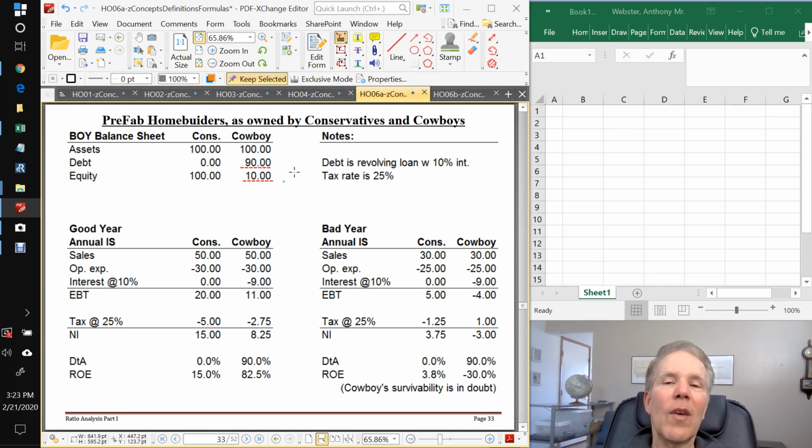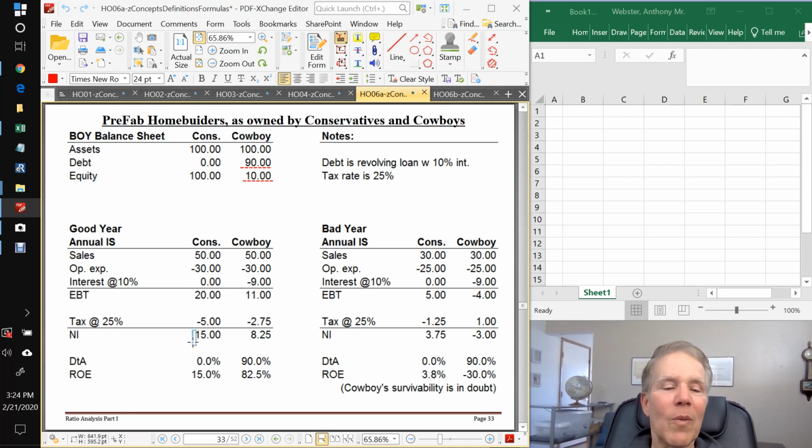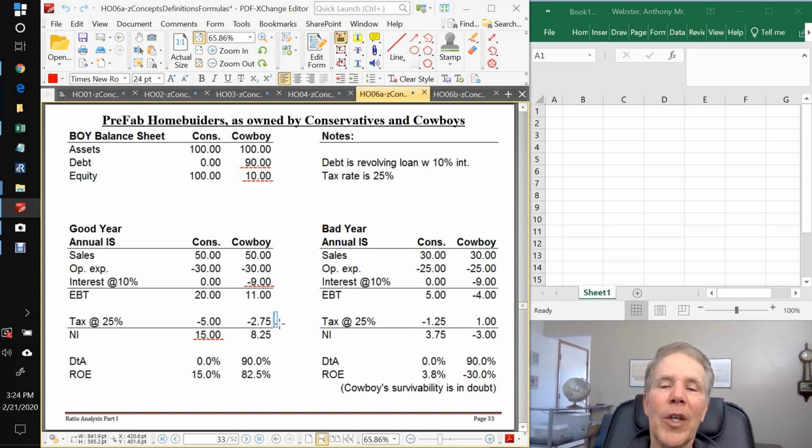And that's really great, except now, of course, the company has 90 million in debt obligations that it didn't have before, and the interest rate on that is 10%. So if we go through the income statements now, for the conservatives, the company's running just as it was, doesn't have any debt. And for the Cowboys, because of this 9 million, we've got less net income, and we don't have exactly 9 million less net income because of the tax shield.